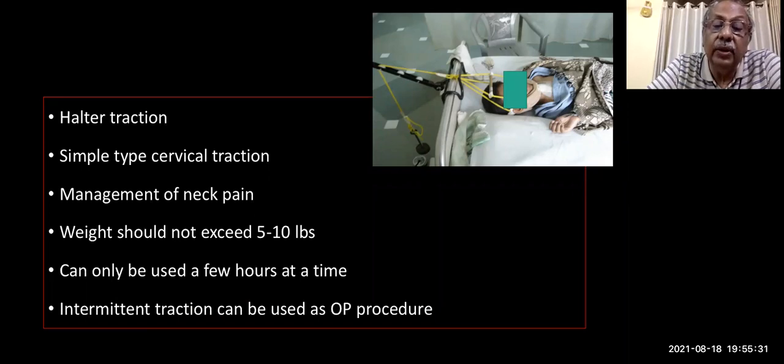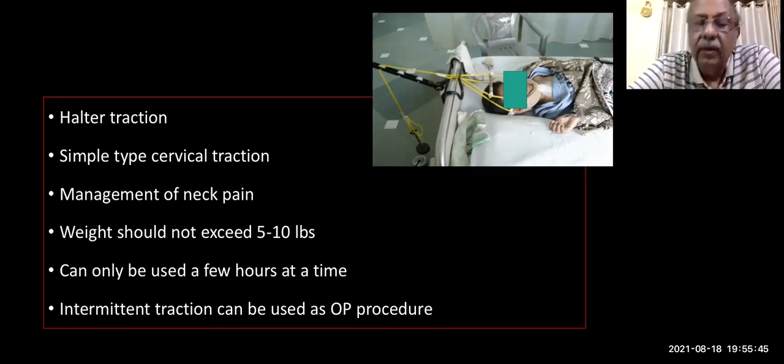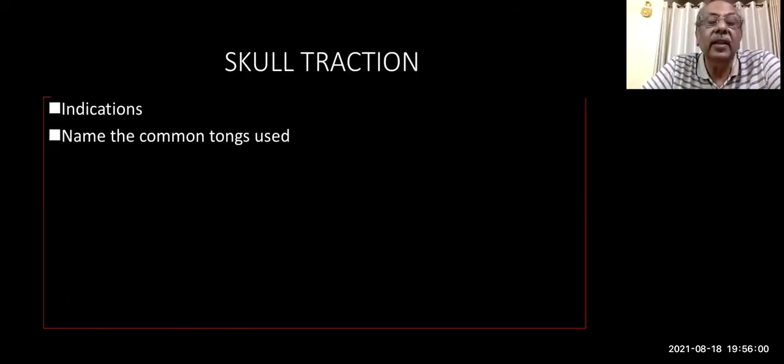Intermittent traction can be used as an OP procedure, and there are sitting traction kits available where you can use it even in your home. You can sit on a stool or a chair and attach this traction to the door. So these traction kits are available.